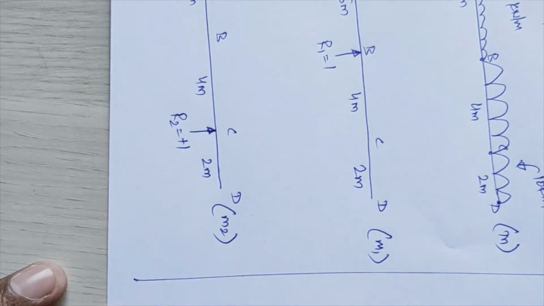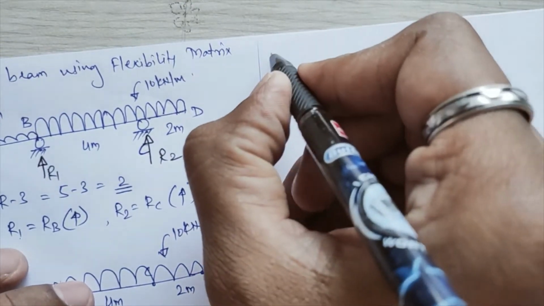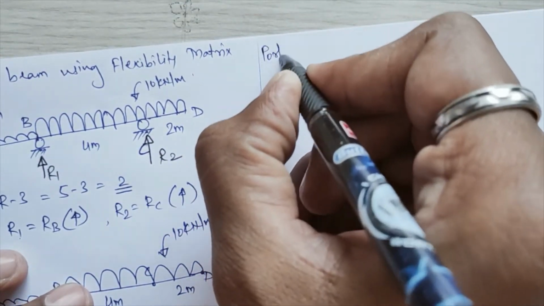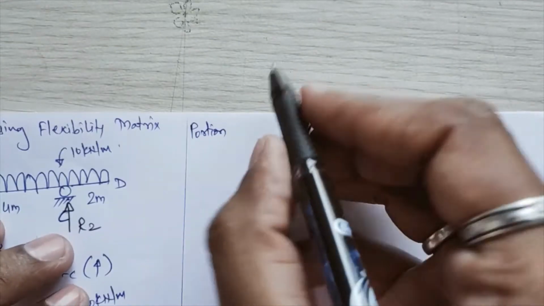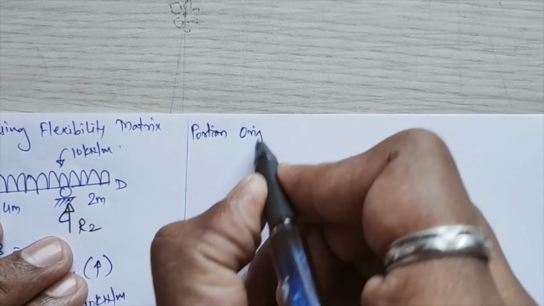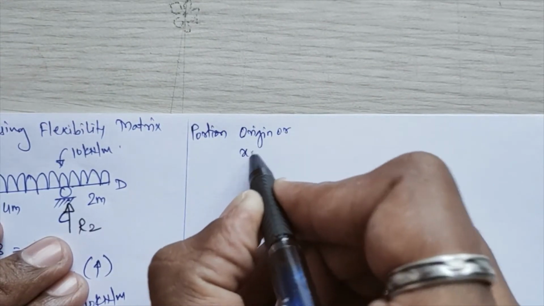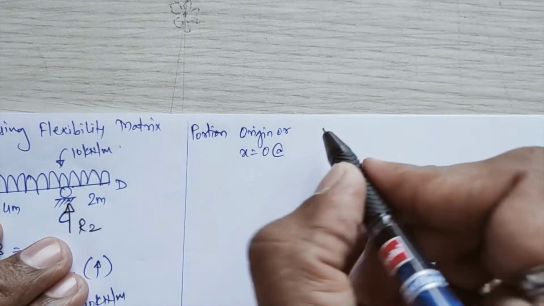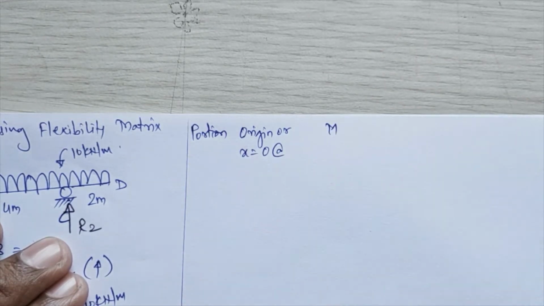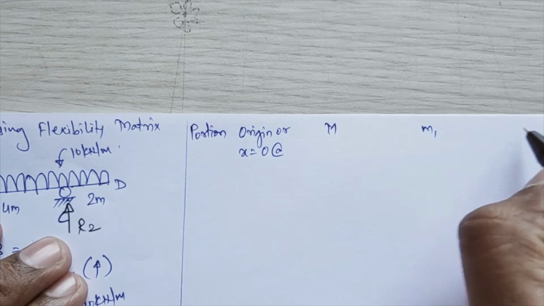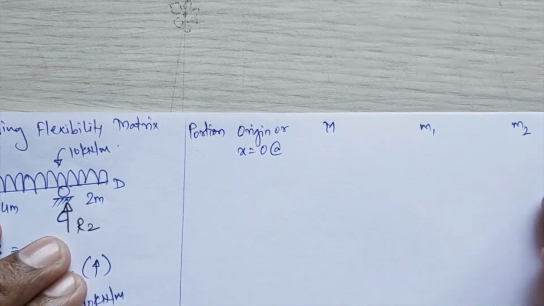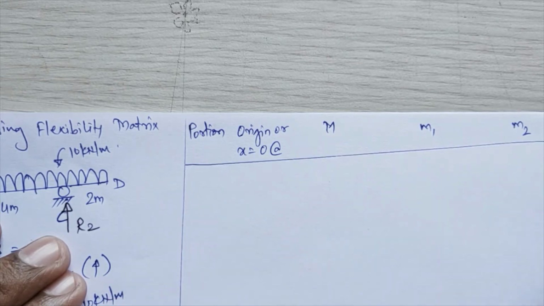Now we'll solve for the moment table. In the moment table, the first column is the portion, the second column is the origin, or x equal to 0 at, next is the capital M diagram values, next is small m1, small m2, and last is the limits of integration which you have to solve, or the boundary conditions you can say.